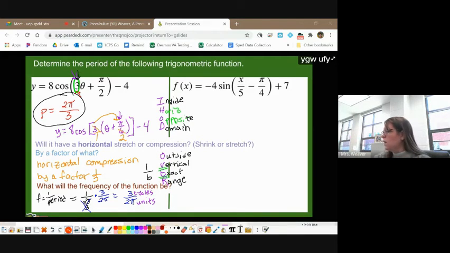Okay, so 1 over the B value is your horizontal compression. It's kind of the opposite of what it looks like. It looks like 3, but it'll be 1/3. The reasoning there is that it's moving 3 times as fast, so it'll finish in 1/3 of the time. Now for the frequency, it is going 3 times as fast, so it'll complete 3 cycles in 2 pi units.